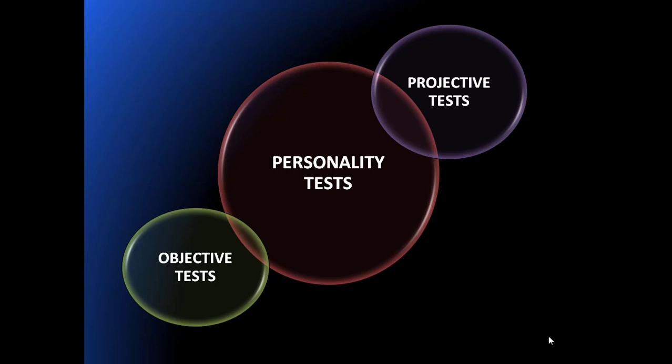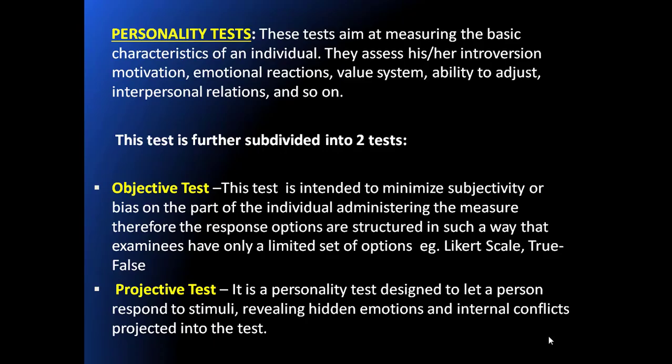Then comes personality test, and in personality test, the two subdivisions are objective test and projective tests. The personality tests aim at measuring the basic characteristics of an individual. These tests assess his or her introversion, motivation, emotional reaction, value system, ability to adjust, interpersonal relations, and so on. So this test basically focuses on the personality of an individual, right? This test is further subdivided into two tests. First is objective, second is projective.